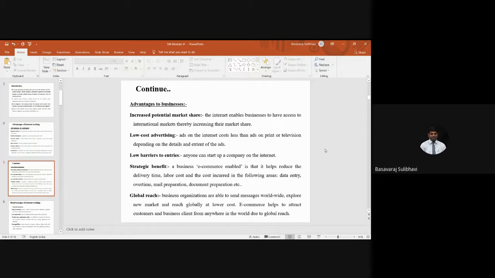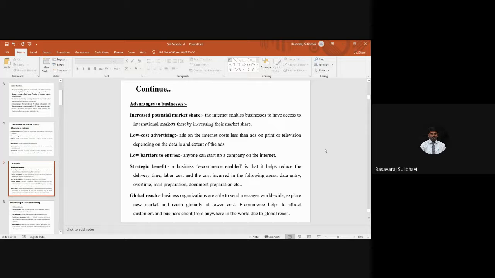This doesn't mean that there are no barriers. There are barriers where some permissions or a governing body, an authorized body, will be permitting you to do business on the internet. So some authentication has to be given by you people as a business or the sellers.